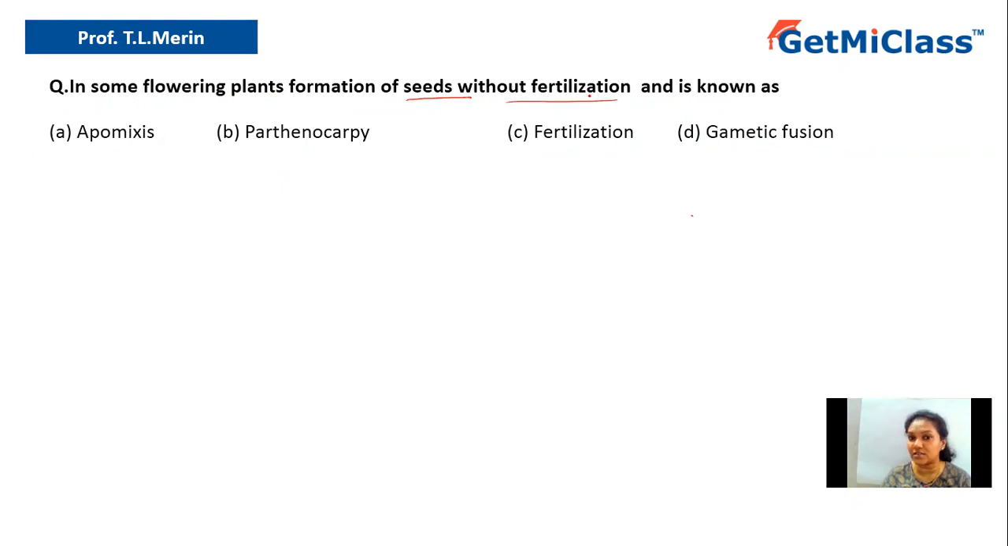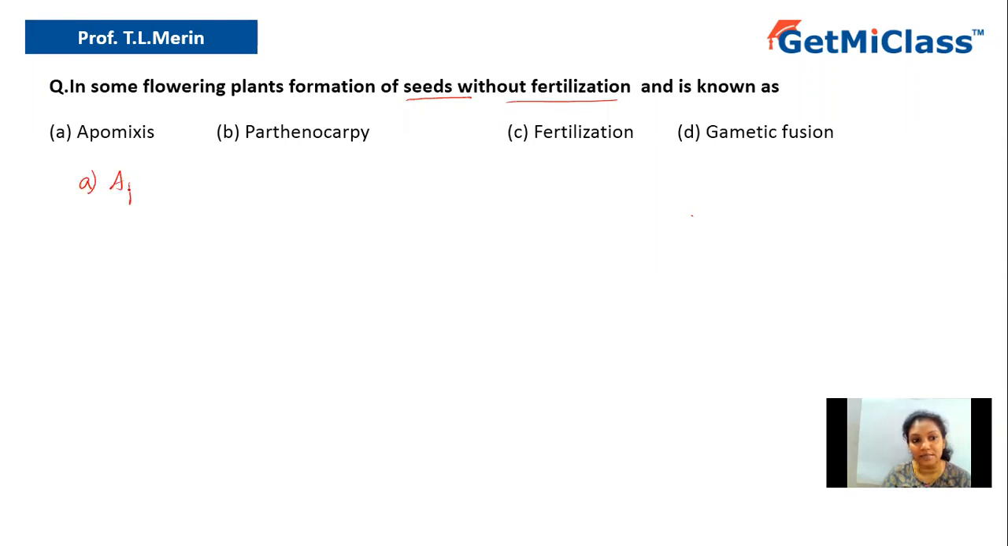So what is fertilization? Fertilization is the process where the male gamete fuses with the female gamete to give rise to a cell which is called a zygote, right? And that zygote will give rise to an embryo. And the entire structure of the ovule and the embryo together form the seed, right? Yes. And in the case of the question, what it is asking is that there is no fertilization, but still there is formation of the seed. So what is that process called? Let us try to understand the options now.